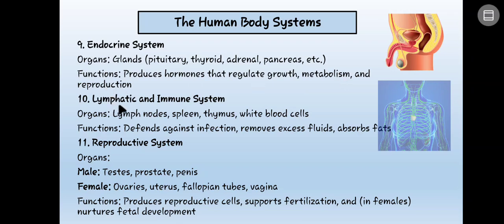The lymphatic and immune system. When you hear immune system, what comes to mind? Immune is protection, defense. These guys are like military men and policemen. The organs of the lymphatic and immune system are the lymph nodes, the spleen, the thymus, and the white blood cells. The functions are defense against infection, removing excess fluids, and absorbing fats in the body.